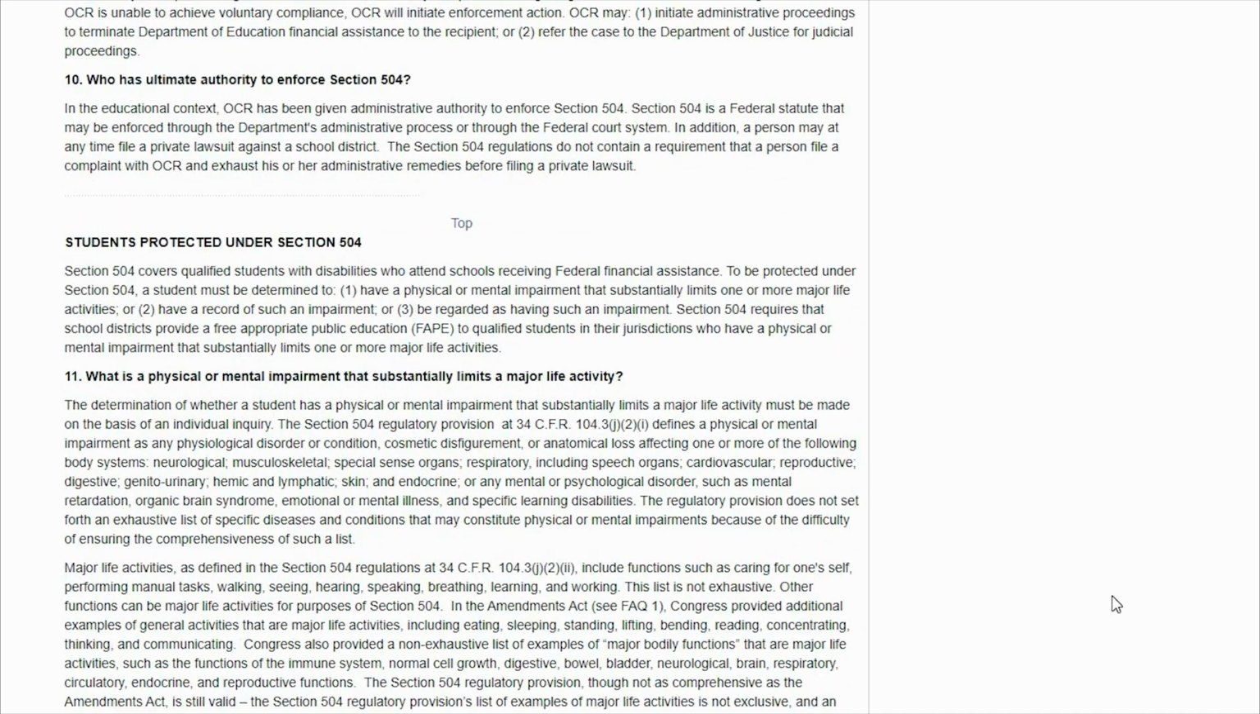Let's see. It says, who has the ultimate authority to enforce Section 504? In the educational context, OCR has been given administrative authority to enforce Section 504. Section 504 is a federal statute that may be enforced through the department administrative process or through the federal court system. In addition, a person may at any time file a private lawsuit against a school district. The Section 504 regulations do not contain a requirement that a person file a complaint with OCR and exhaust his or her administrative remedies before filing a private lawsuit.